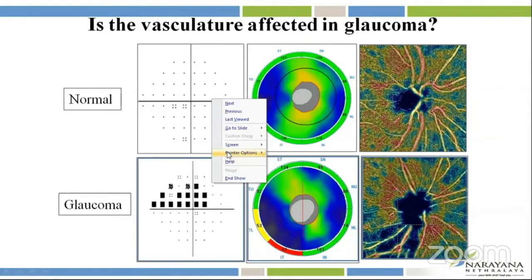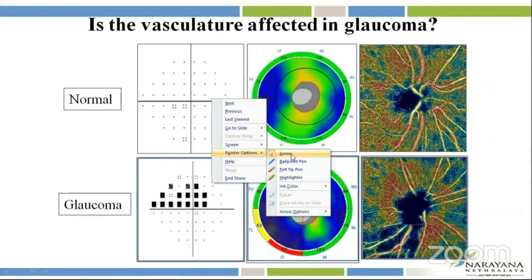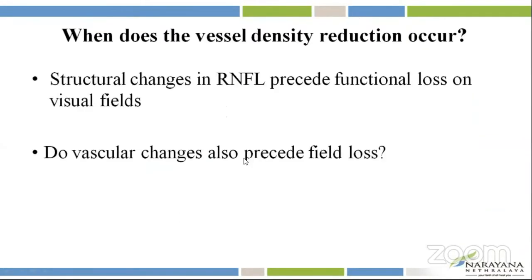I'll just start my pointer. So if there is a vessel density reduction in glaucoma, when does this vessel density reduction occur? So we know that the structural changes in RNFL precede functional loss to visual fields.